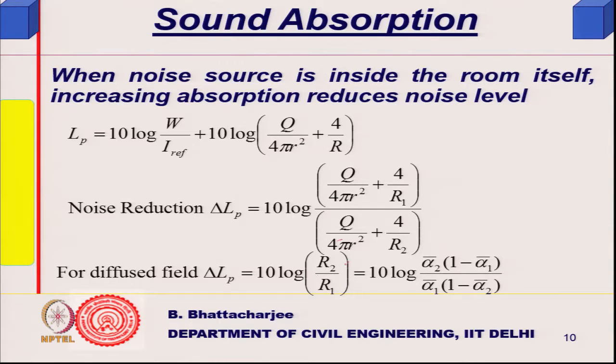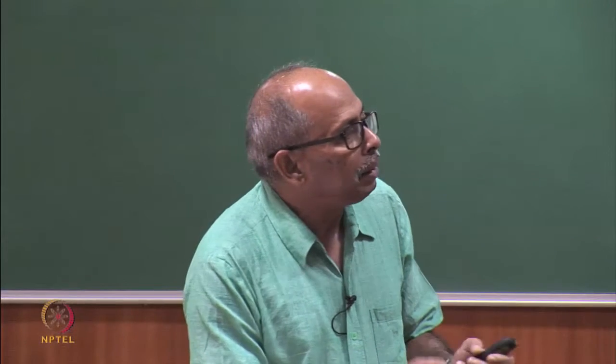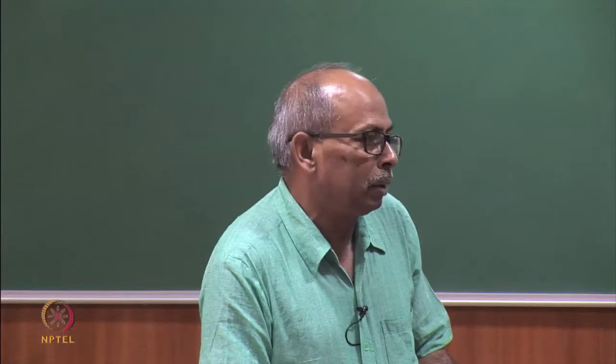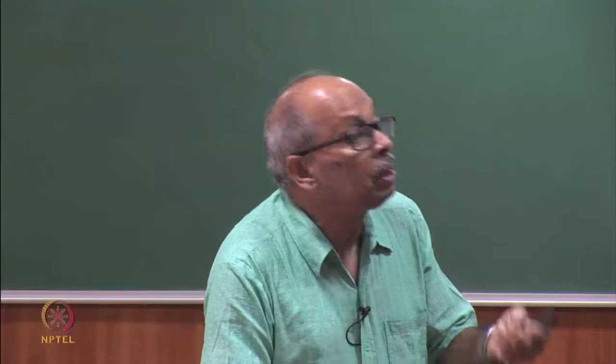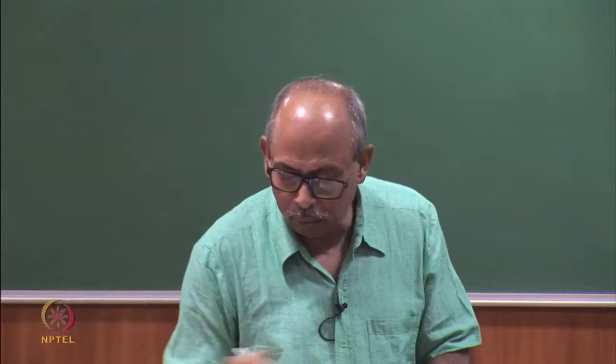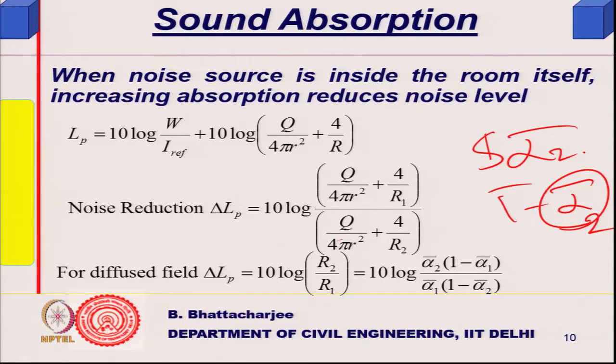So, if I have higher r 2, my delta LP reduction will be more. So, I should have a higher room constant, which means I should increase the alpha bar value. So, S alpha bar divided by 1 minus alpha bar. So, if I increase this, alpha 2 is greater than alpha 1, this value will increase and then noise will be controlled. So, that is how it is.